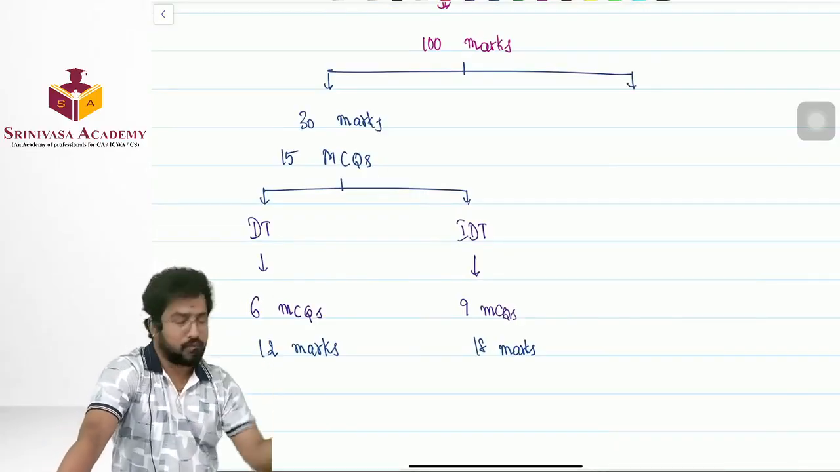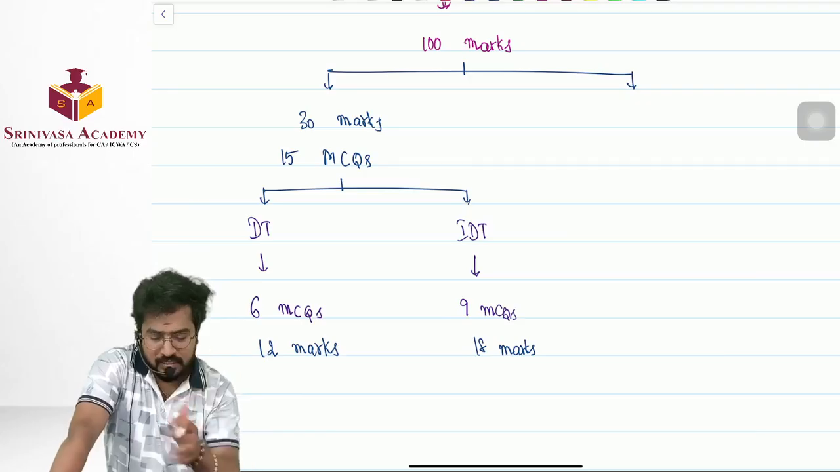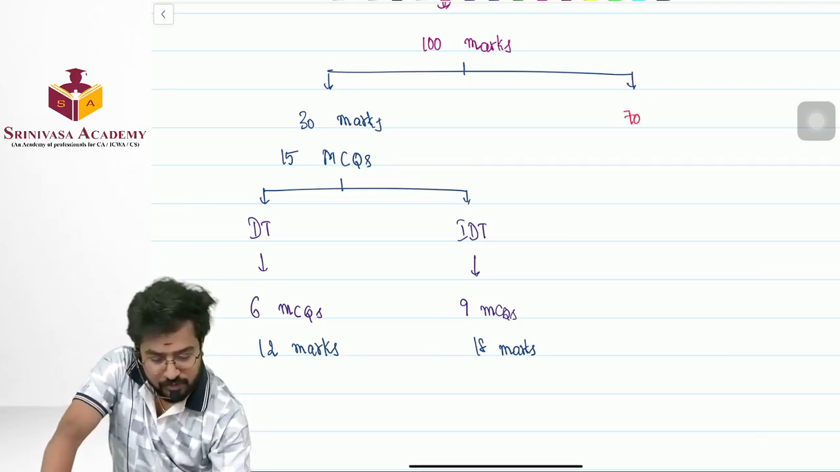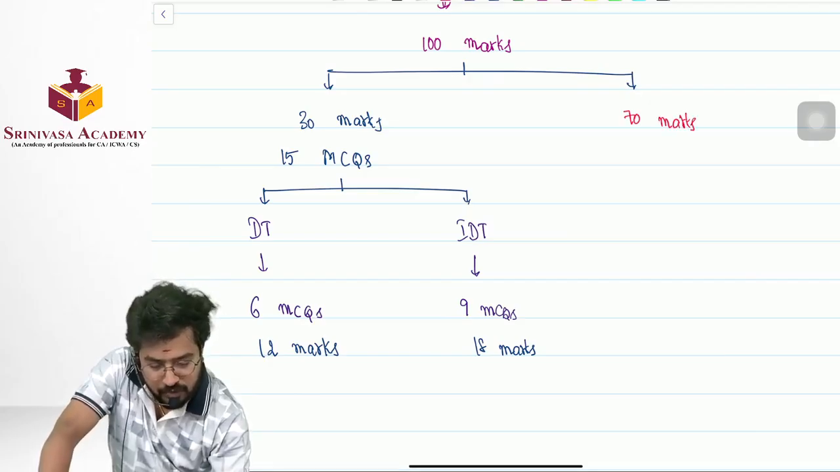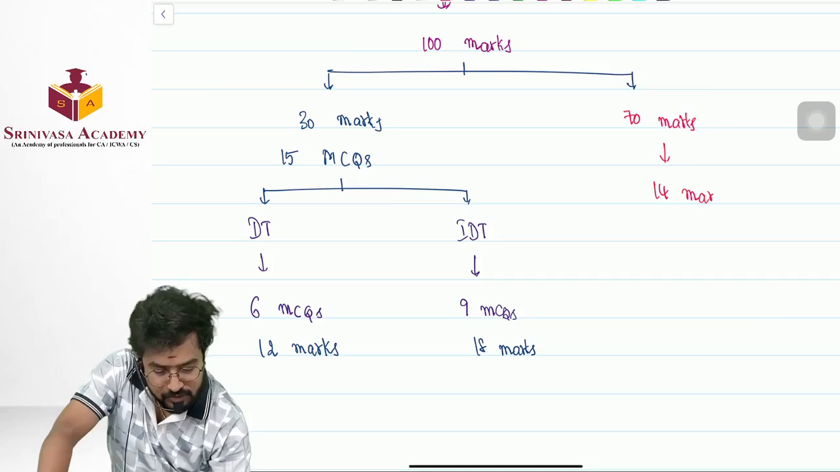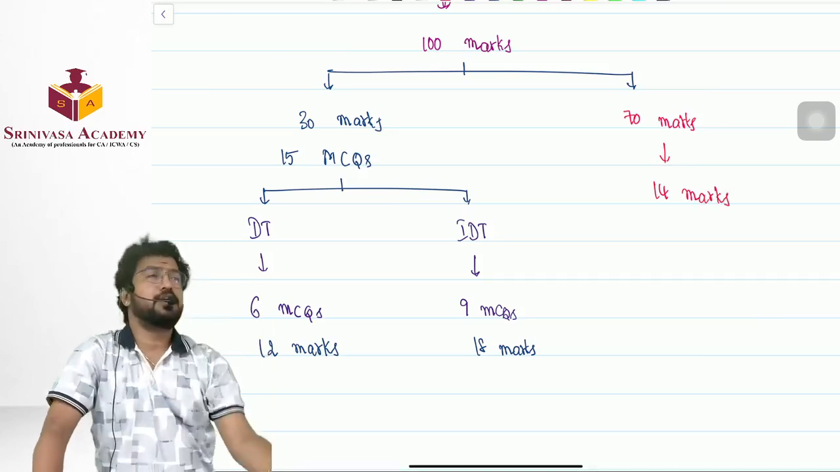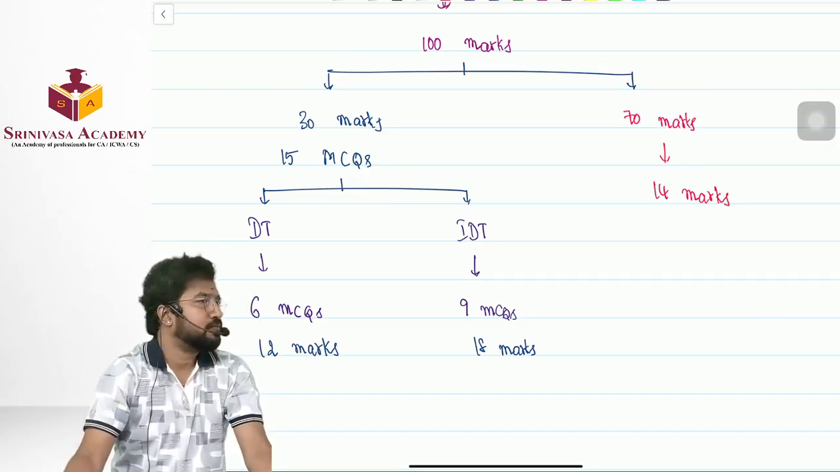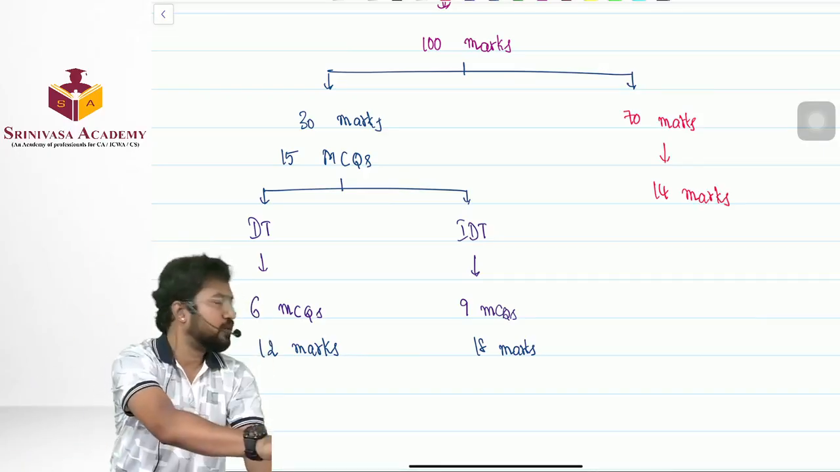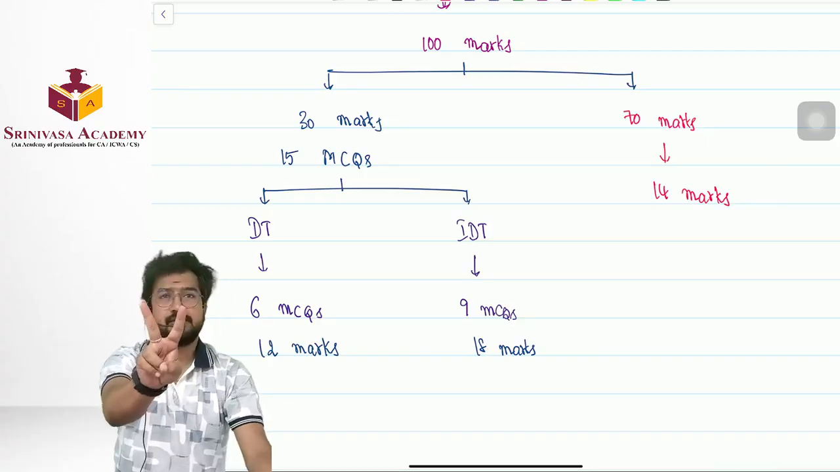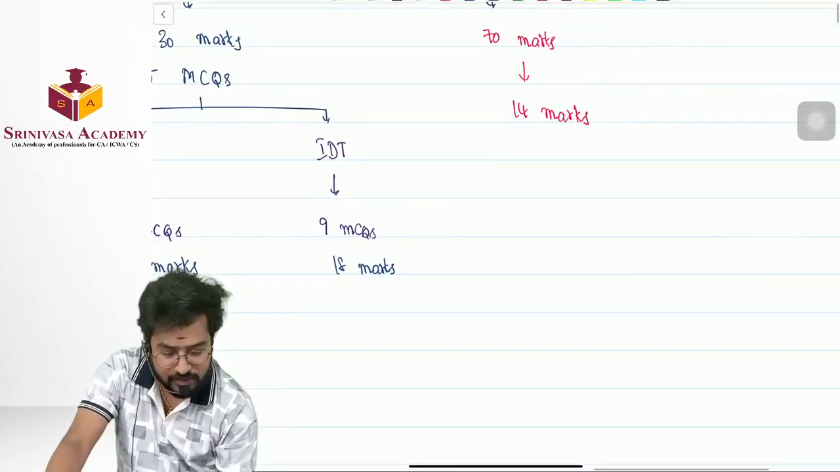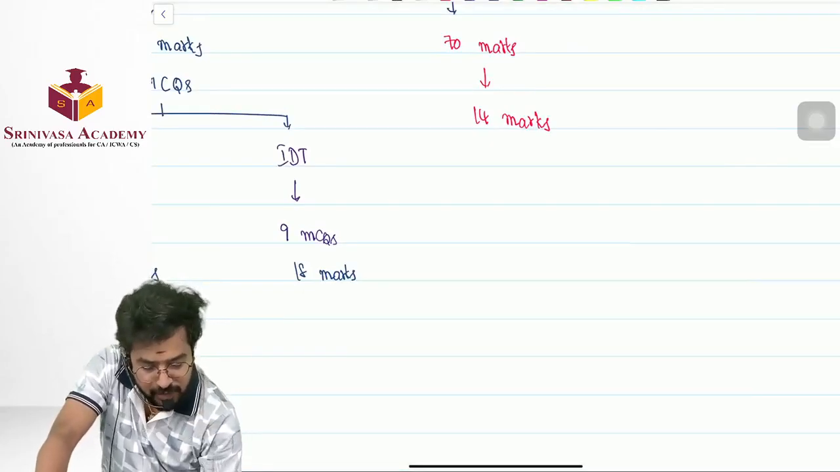Now coming to the point. 100 marks, 30 marks MCQs, the pattern is like this, and 70 marks, if you see now, you have all 14 mark questions, and each question is divided into two subparts, 7 marks and 7 marks. Every question is a 14 mark question and has two sub questions, and each sub question carries 7 marks.